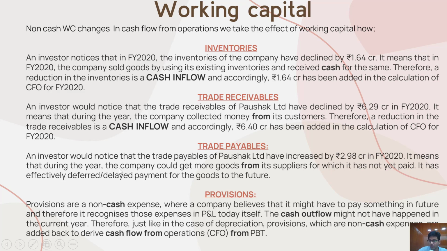In trade payables, we notice that the trade payables have increased by almost 3 crores in the financial year 2020. It means that during the year, the company got more goods from its suppliers for which it has not yet paid them. So, what has that resulted in? It has effectively resulted in delayed payment for the goods until the future. Right? So, this is how working capital can be interpreted when we are talking about cash flow from operations.